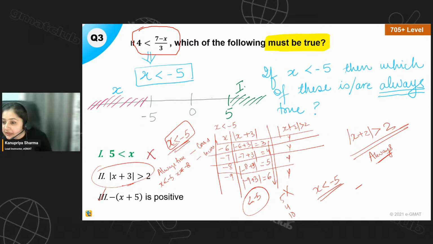All right? Yeah, so you don't have to solve the inequality in these options. You just have to see whether this inequality holds for the given range of x or not.